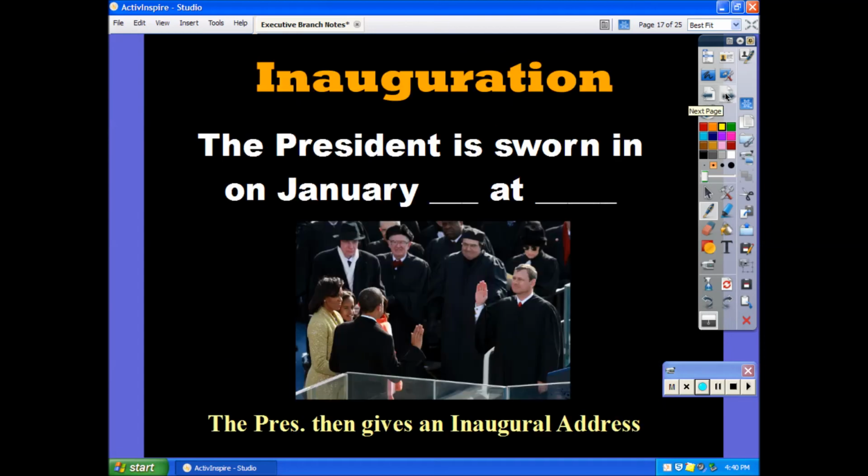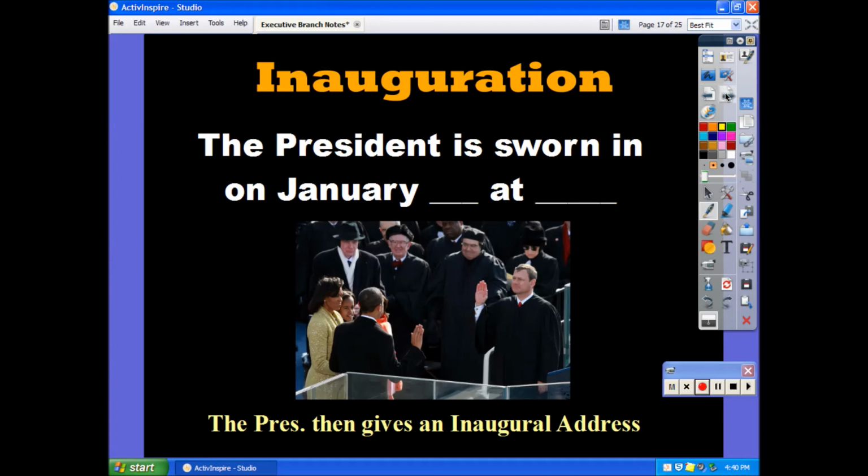The inauguration, which is the swearing-in ceremony for the president, is always done on January 20th at noon. It's a very precise time. The former president, the outgoing president, if there is one, shows up at the ceremony and is there to watch the new president get sworn in. At the moment that the new president says, "So help me God," he is the president, and the former president isn't the president anymore.